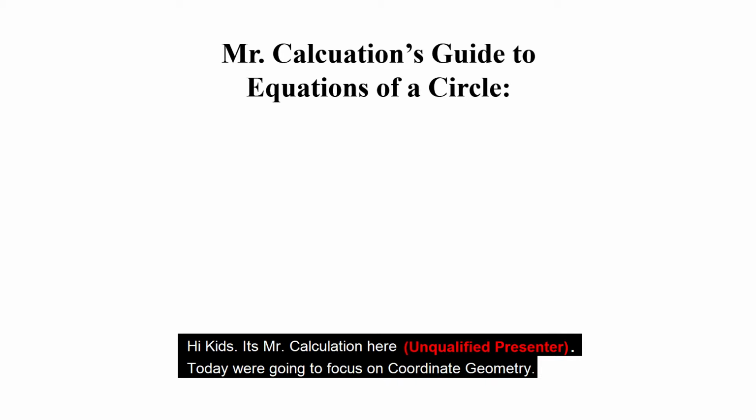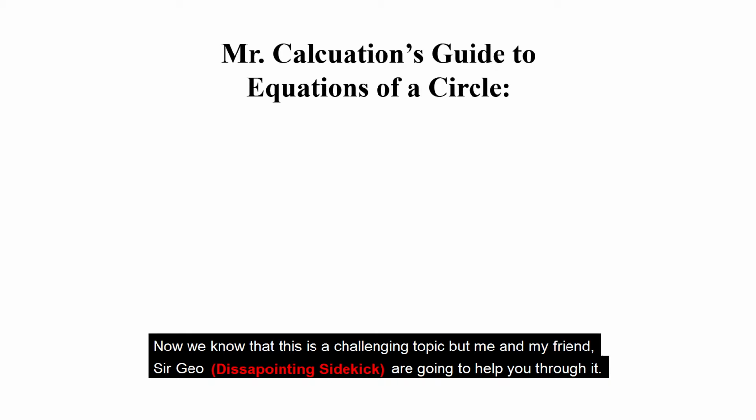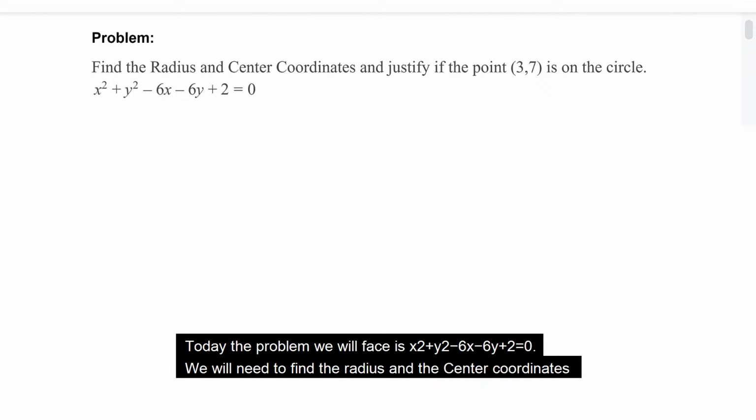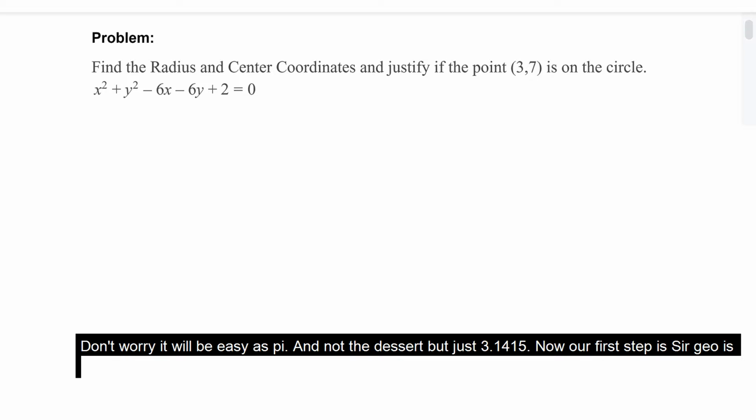Today we're going to focus on coordinate geometry. Now we know this is a challenging topic, but me and my friend Sergio are going to help you through it. Today the problem we will face is x squared plus y squared minus 6x minus 6y plus 2 equals 0. We will need to find the radius and center coordinates. Don't worry, it will be easy as pie, and not the dessert, but just 3.1415.